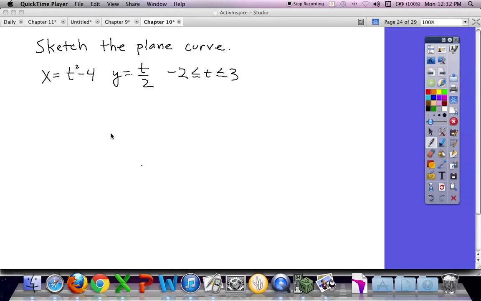Okay, this is example 1, page 732, sketch a plane curve. So here's our two parametric equations. X equals t squared minus 4, y equals t divided by 2. What does this here represent? Say again? It's a domain statement, right? It's telling us we want t, which is the independent variable on both of these, to be greater than or equal to -2, but less than or equal to 3. So it's a domain statement.